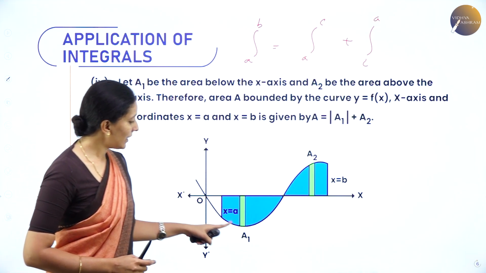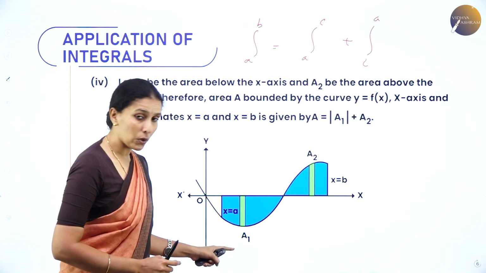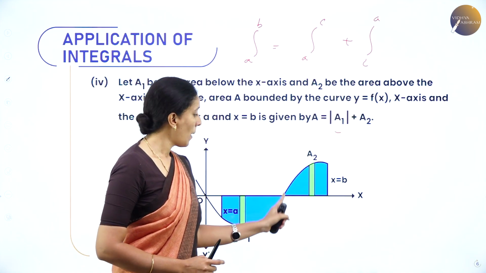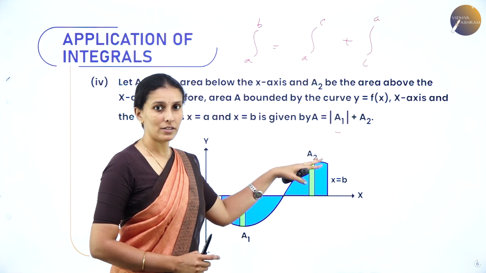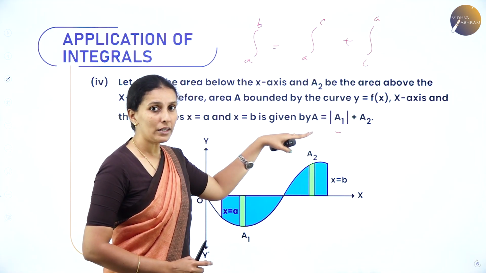Now, since you can see the curve here, so if this is the region A1, which is lying below the x-axis, then the total area is modulus of A1 plus A2. Why A2? Because it is along the positive side of the x-axis, that is above the x-axis.